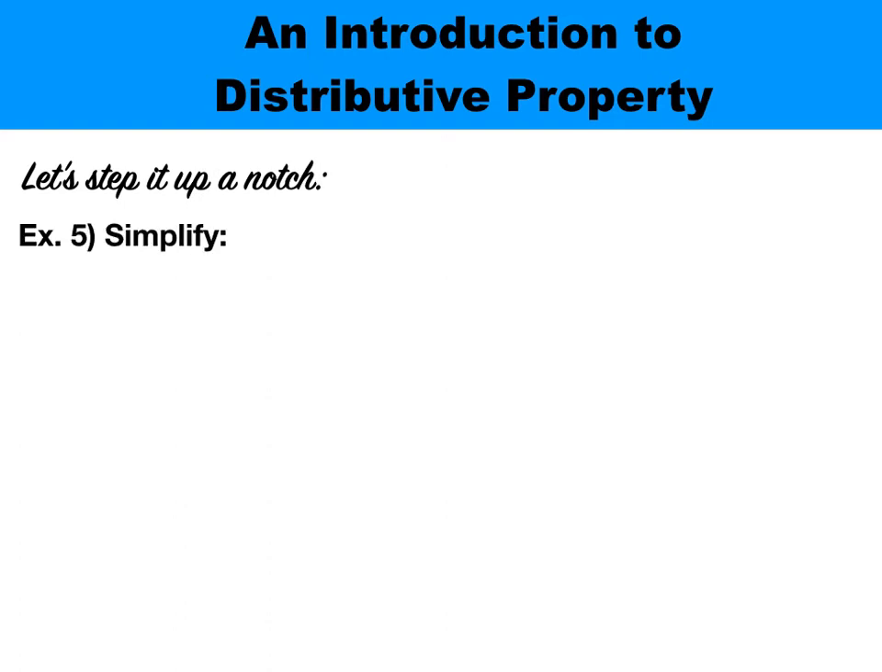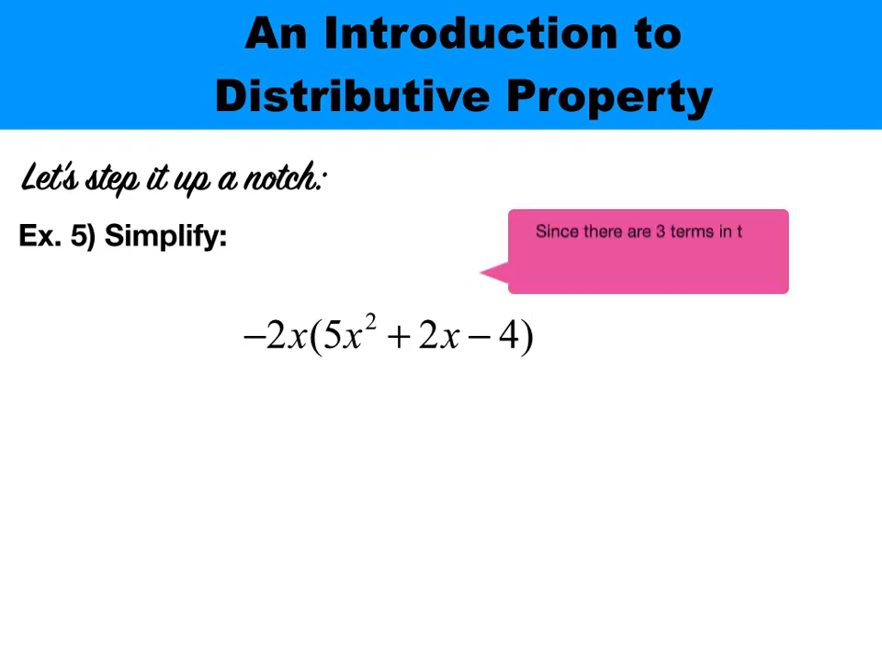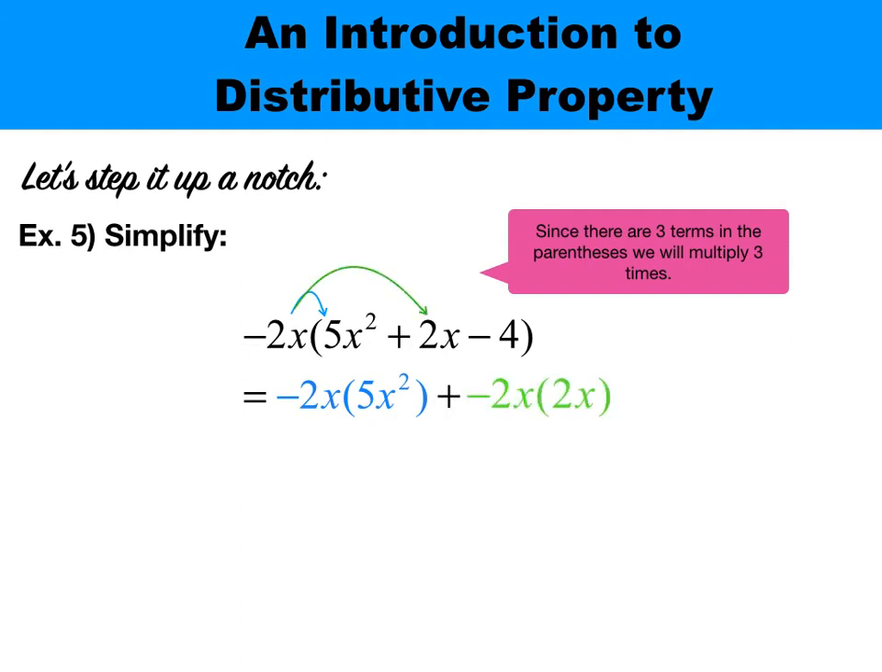If we step it up a notch now and we look again to simplify, but this time we have 3 terms inside the parentheses. So since we have 3 terms, we're just going to multiply 3 times. It's the same idea as before. So we take the monomial out front, multiply it by the leading term of our trinomial. Then again, we take the monomial out front, multiply it by the middle term of our trinomial. Last time, we take the monomial out front and multiply it by the remaining term in our trinomial.